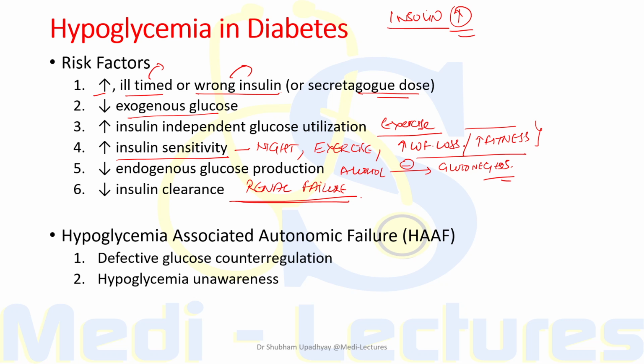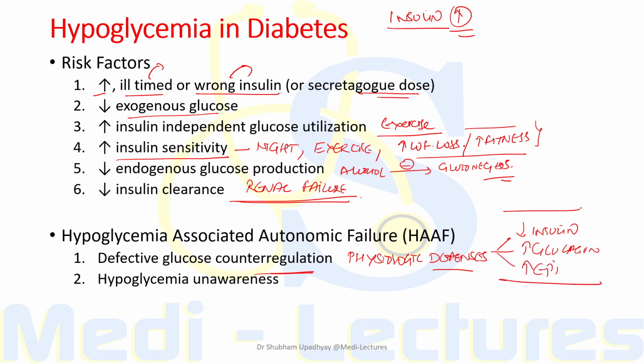This can occur due to defective glucose counter regulation, which comprises physiological defenses. So physiological defenses are lost. What were these defenses? The first defense was decreased insulin. Second was increase in glucagon. And third was increase in epinephrine. So if these physiological responses are lost, and secondly, hypoglycemic unawareness.